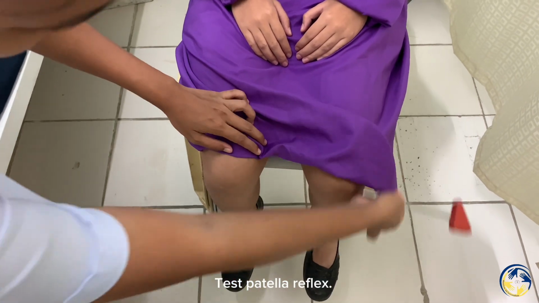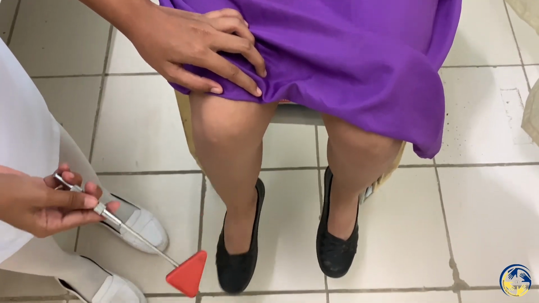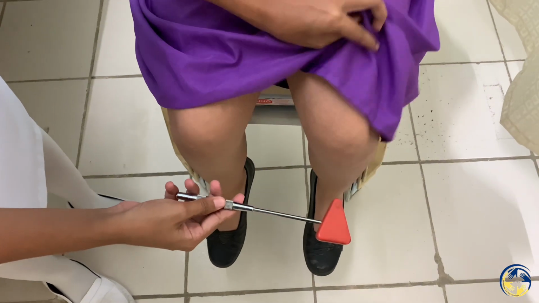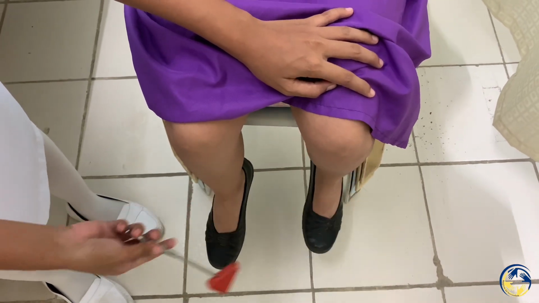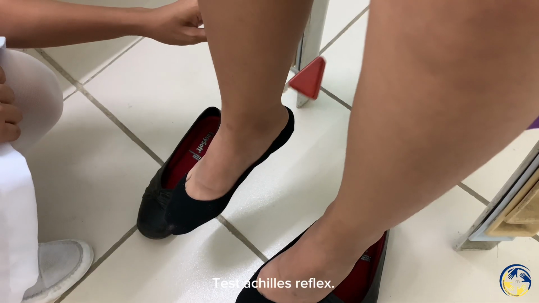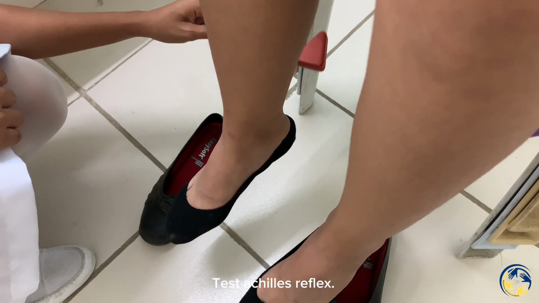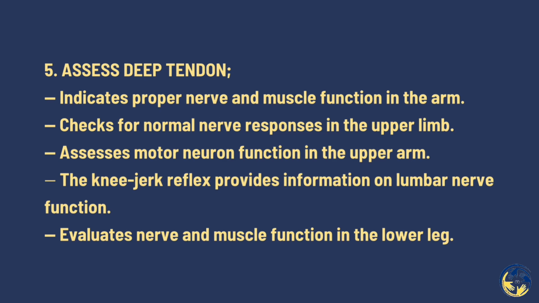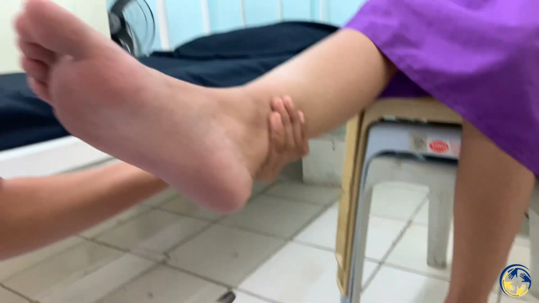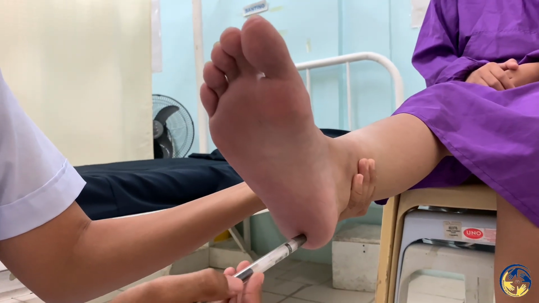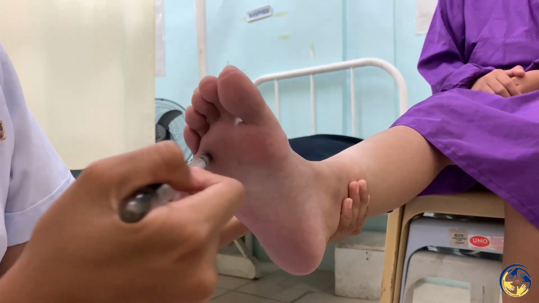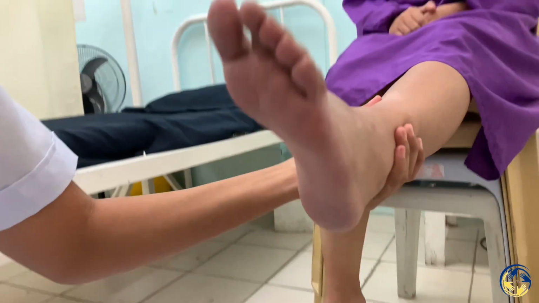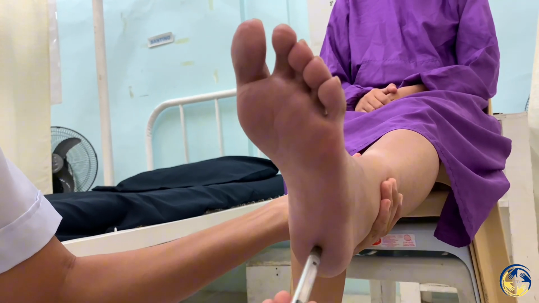Test patellar reflex. The knee jerk reflex provides information on lumbar nerve function. Test Achilles reflex. It evaluates nerve and muscle function in the lower leg. Stroke the sole of the foot to test the plantar reflex. It helps assess neurological function, including the Babinski response.